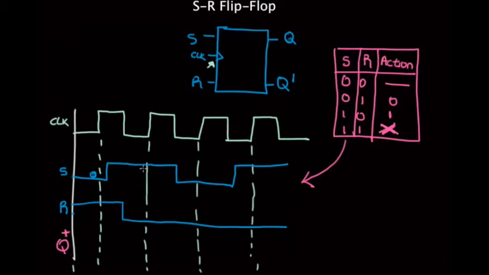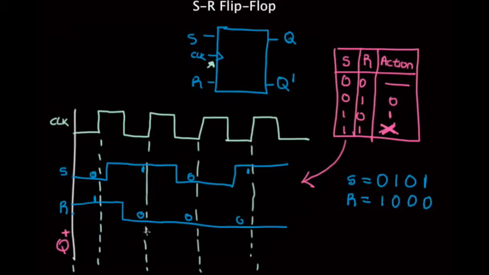And here we see that S is 1. Here we see that S is 0. And here we see that S is 1. So S is equal to 0, 1, 0, 1. And for R, we see that here it is 1. Here 0, here 0, here 0. And R, we know that it is 1, 0, 0, 0.